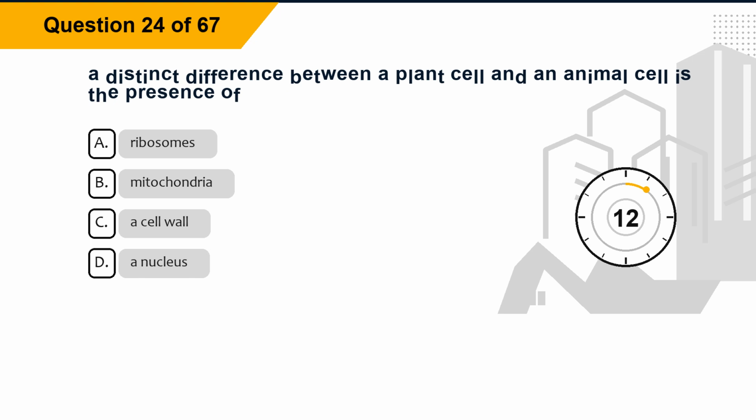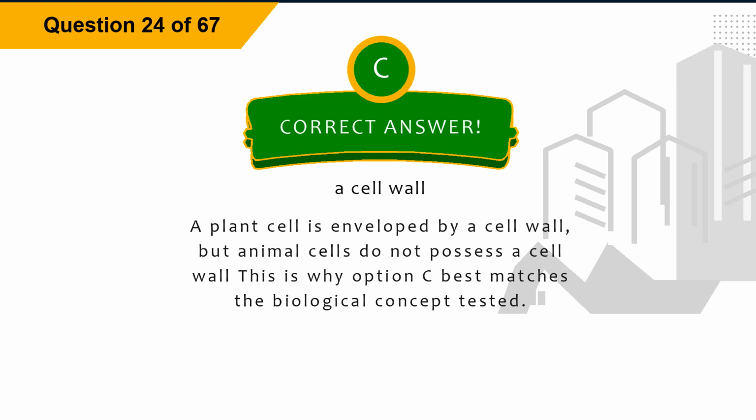Question 24. A distinct difference between a plant cell and an animal cell is the presence of option A, ribosomes. Option B, mitochondria. Option C, a cell wall. Option D, a nucleus. The correct answer is option C, a cell wall. Explanation. A plant cell is enveloped by a cell wall, but animal cells do not possess a cell wall. This is why option C best matches the biological concept tested.